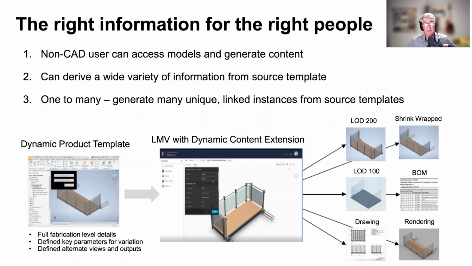This is all about providing the right information for the right people, so that a non-CAD user can access the models and generate content. We can derive a wide variety of information from one single source template, and we end up with a one-to-many relationship where we can generate many unique linked instances from a source template. So if we look on the left, we've got a dynamic product template in Inventor. We can bring that into something like the large model viewer in Forge, and from that, we can generate many different kinds of outputs.